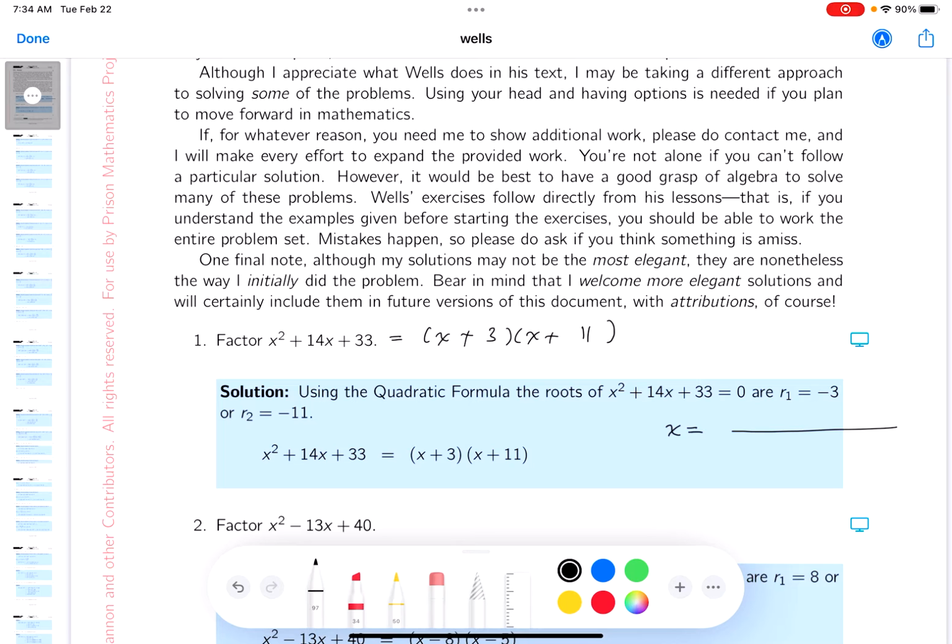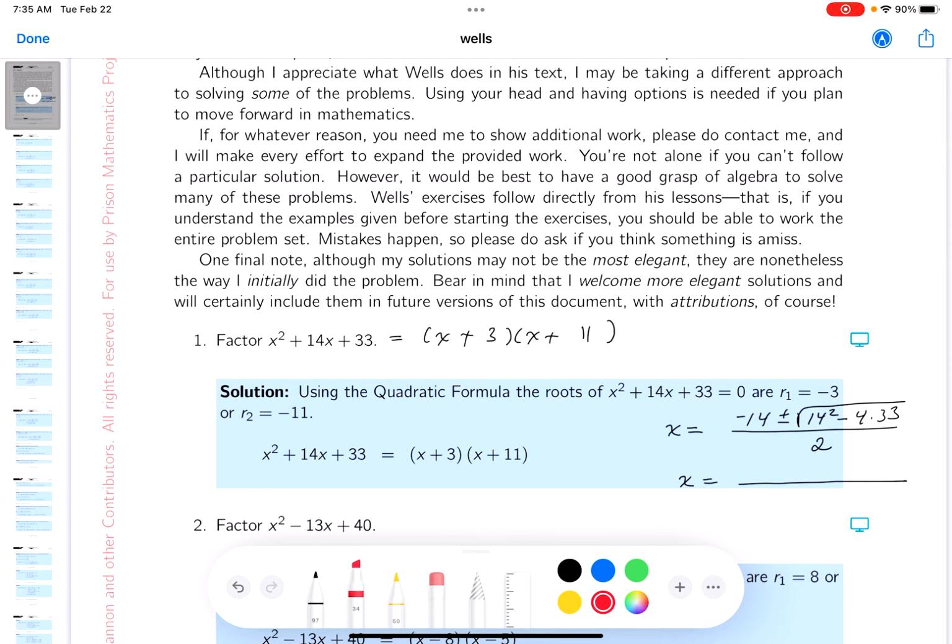Let's see, x would be equal to the opposite of b, which is minus 14, plus or minus the square root of 14 squared minus 4 times a. Well, a is 1, so 4 times c, which is 33, over twice a, which is 2. What do you get over here?